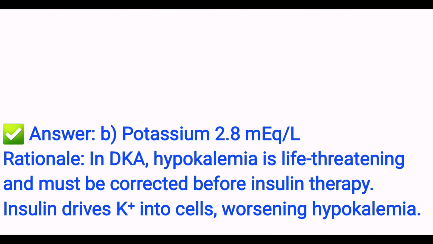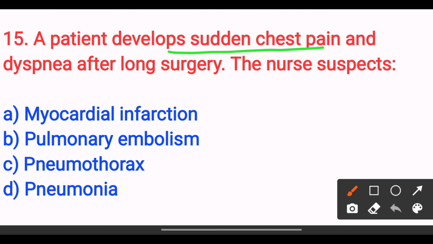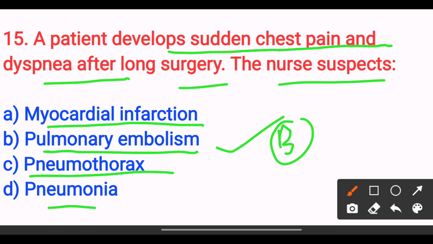Next, a patient develops sudden chest pain and dyspnea after long surgery. The nurse suspects this is: option A, myocardial infarction. Option B, pulmonary embolism. Option C, pneumothorax. Option D, pneumonia. The answer is option B, pulmonary embolism.